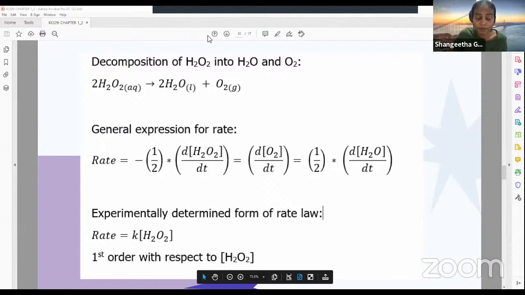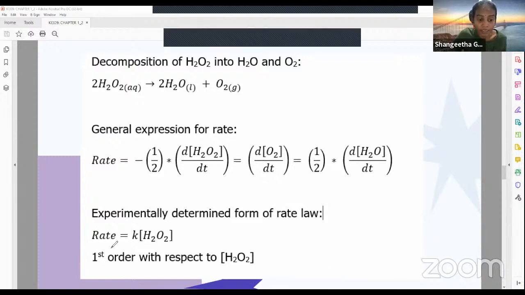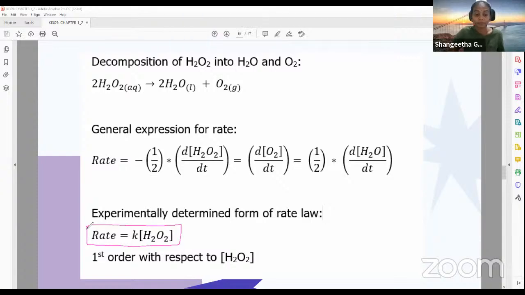When that is being said, you can write out your rate law expression. It becomes very important for you to know how to write the rate law expression or the rate equation. So when you're given the information that it is first order with respect to H2O2, you can write rate equals k, your rate constant, times the concentration of your reactant H2O2 to the first order. As I said earlier, for first order you don't have to write the power. So that is one example.